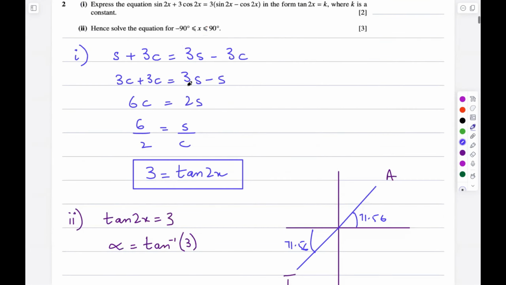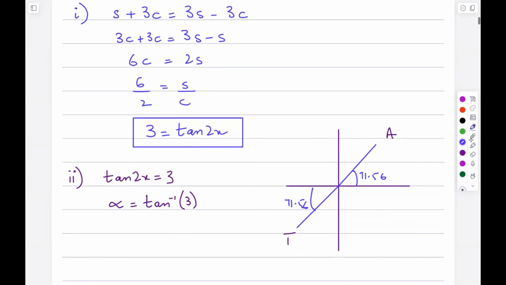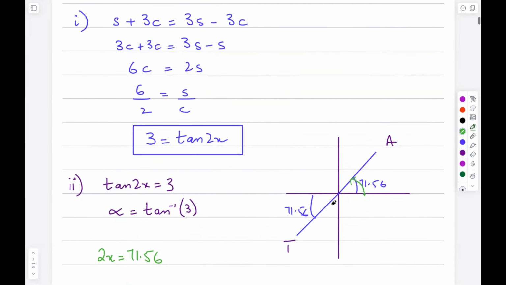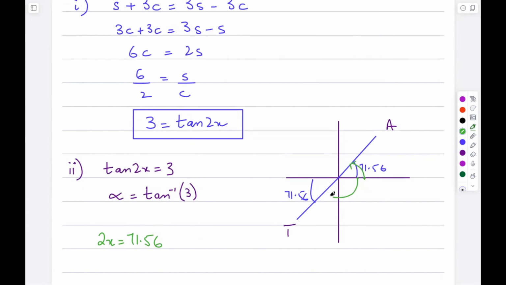Now, as the range is from minus 90 to 90, the first angle we can take is from the positive x-axis anti-clockwise. So 2x will be equal to 71.56. And as we have a range from minus 90, for the second angle we can take it from the positive x-axis clockwise. So this will become 180 minus 71.56, but this angle will be taken in negative as it has been taken clockwise. So this will be minus 108.43.